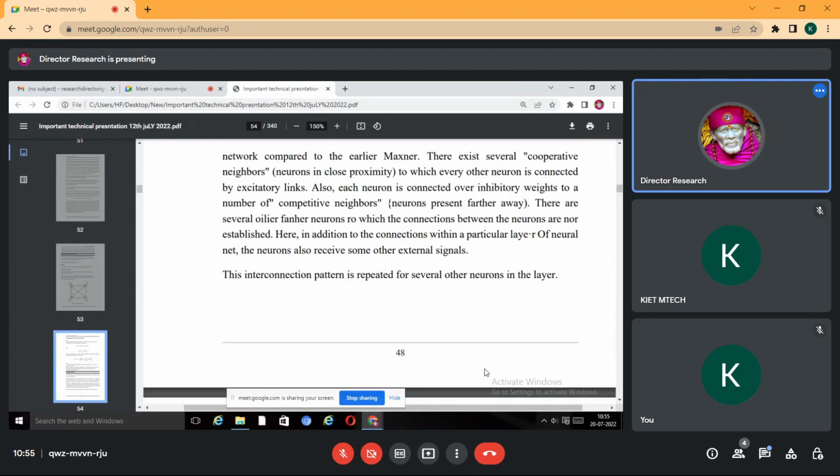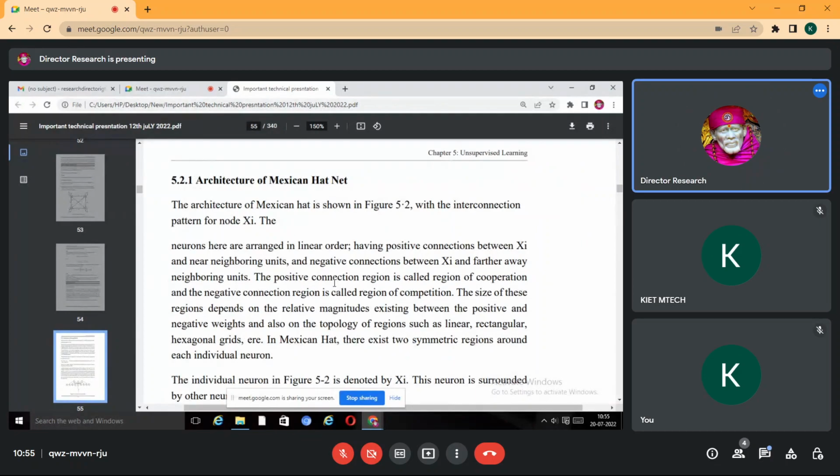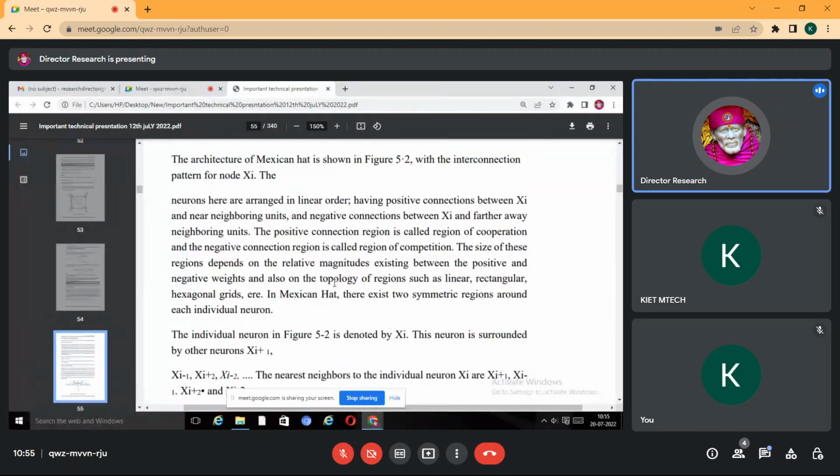Architecture of Mexican hat net. The Mexican hat net is shown in the figure. All are similar architectures; the only change is the conditions. Please try to observe. Depending on the application, depending upon the program, you can understand more from an application-oriented point of view. But all these architectures and algorithms have practical importance.